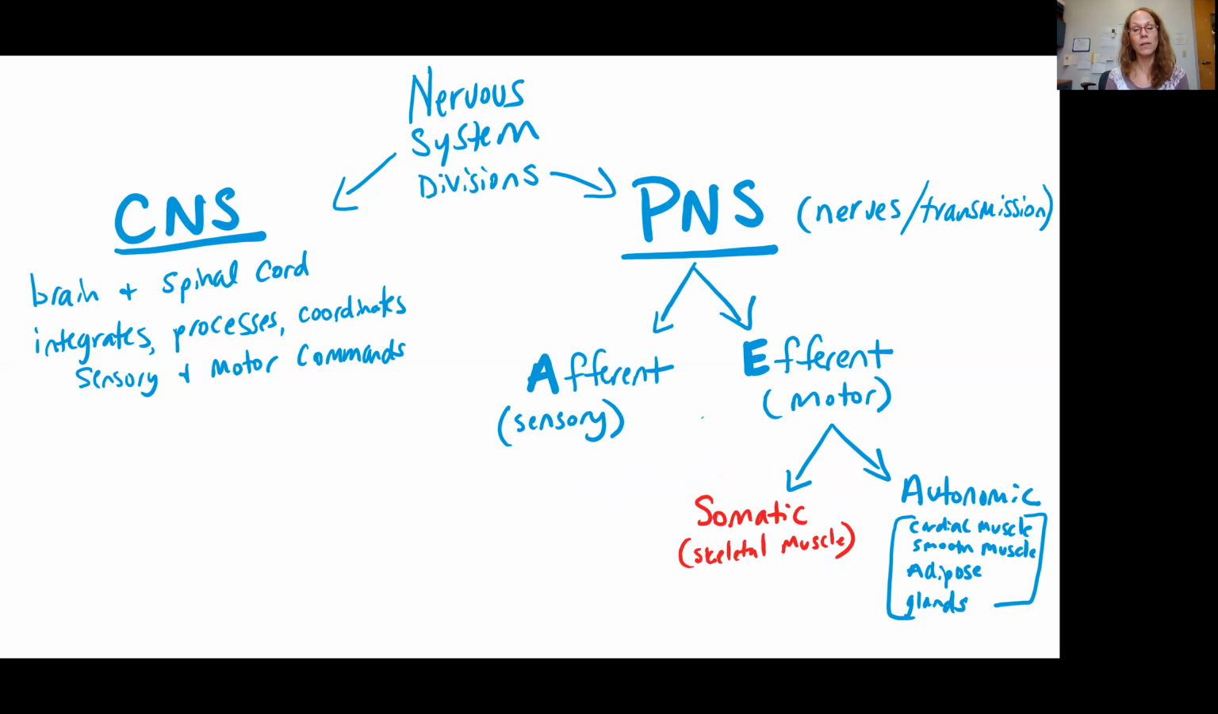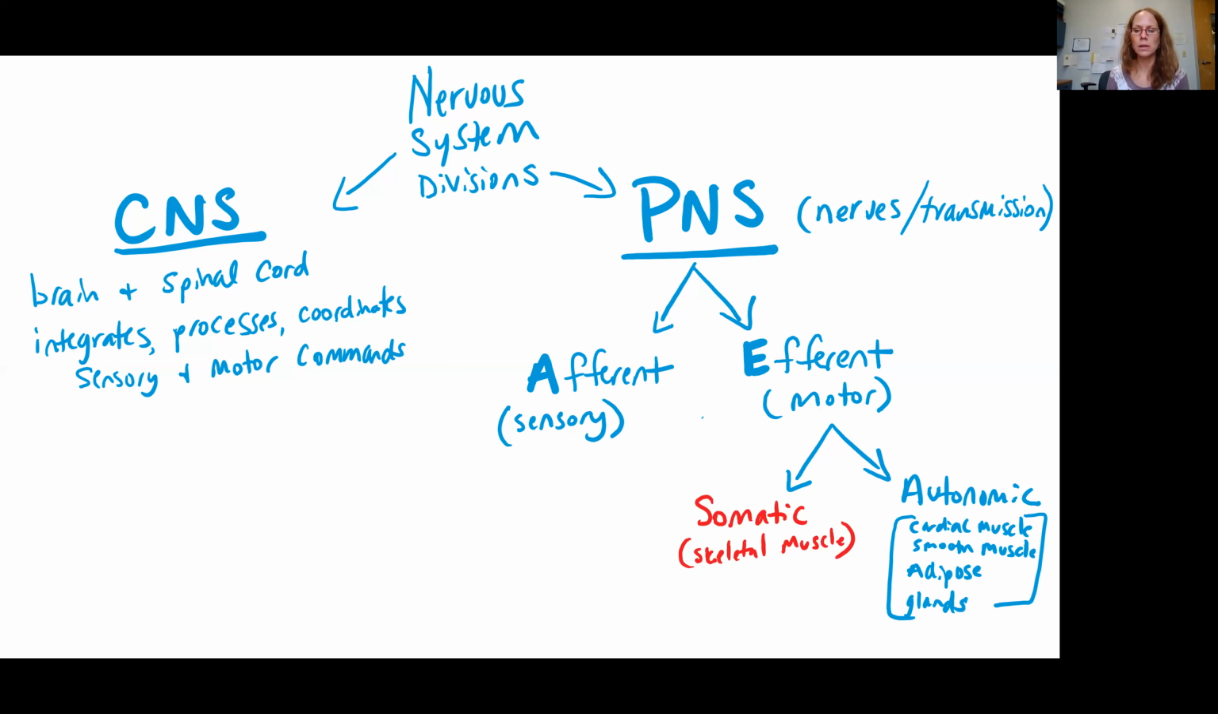We can divide the efferent division based on the type of tissue control. So we can either see the somatic division or the autonomic division. The somatic division is the division that we've been studying this semester. It's the control of the skeletal muscle. The autonomic division is the control of all the other possible effectors or tissues that the nervous system can control. So this includes cardiac muscle, smooth muscle, adipose tissue, and glands. And glands is a huge list. This is salivary glands, sweat glands, sebaceous glands, mammary glands, digestive glands, endocrine glands.